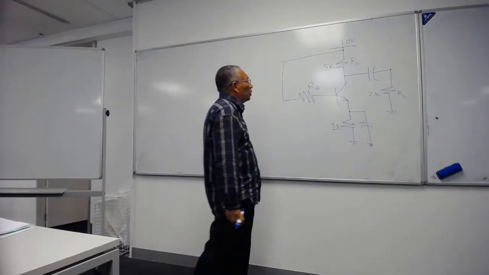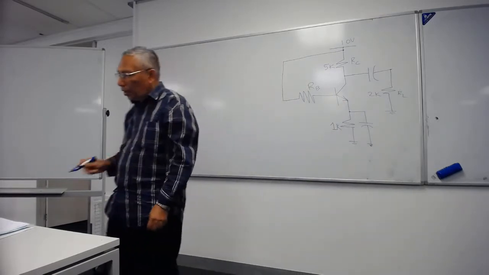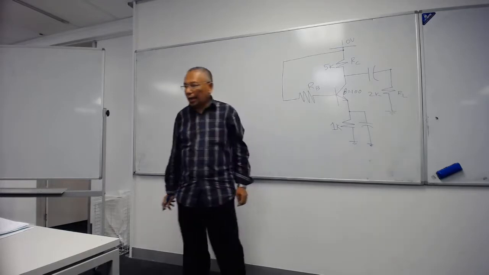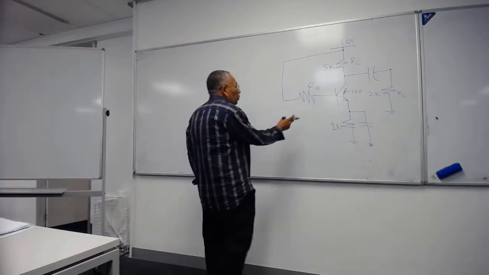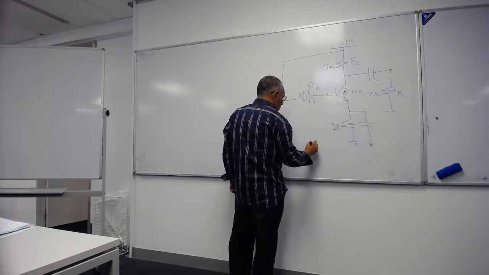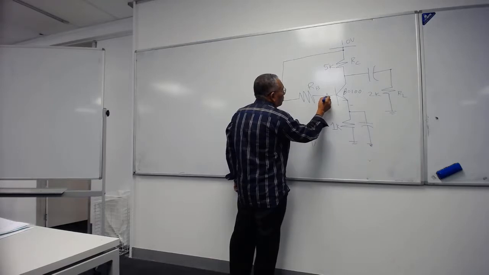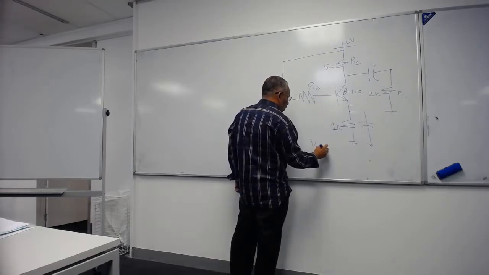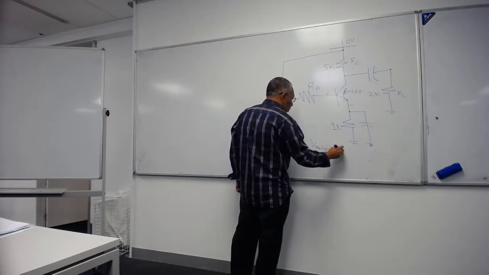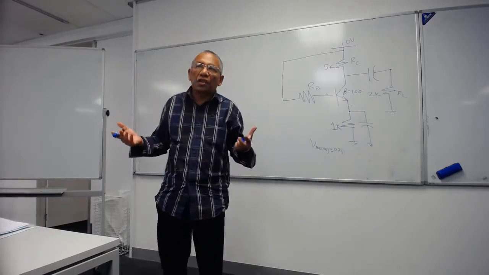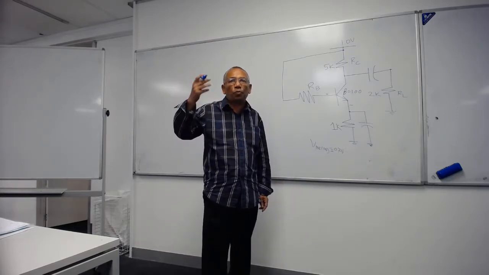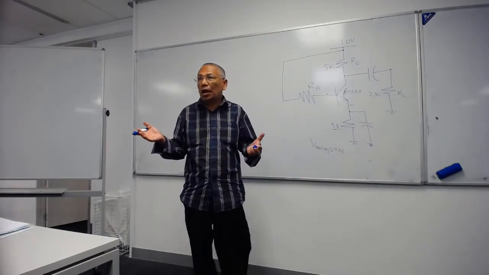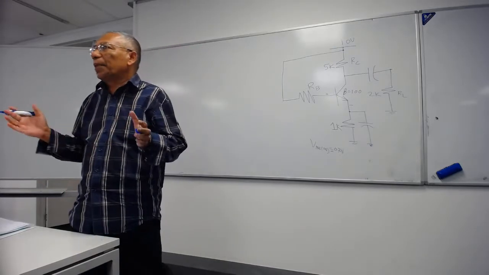So what do we do? The first thing we do: we need a beta, isn't it? Never forget that you need a beta, and beta in this case is given to you to be 100. And in addition to beta, we also usually need the turn-on voltage, VBE on, which we always say is approximately equal to 0.7. If your VBE on in the forward active region is given as something slightly different, then you use that one. If it is given as 0.71, then you use 0.71. Don't use 0.7, because as I discussed earlier, this is not exactly 0.7. It can vary depending on the doping levels.